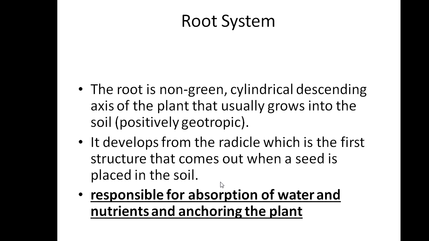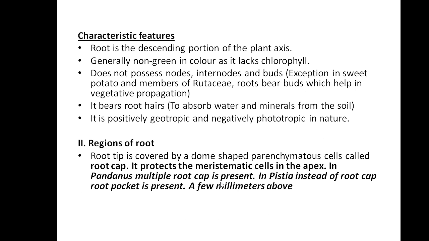It develops from the radicle. Radicle means from the seed only you will be getting a whole plant. The seed has a particular part for the root, that is the radicle, a small part from which your root emerges. Likewise the plumule is a part present in the seed that gives the shoot system. The root is responsible for the absorption of water, nutrients and anchoring of the plant. Characteristic features: the root is the descending portion of the plant axis and generally non-green in color as it lacks chlorophyll. Yes, it lacks chlorophyll, it is brown in color, and it is a descending portion.